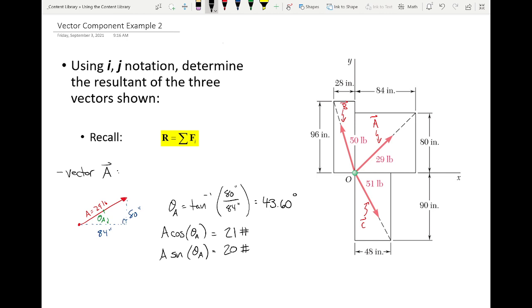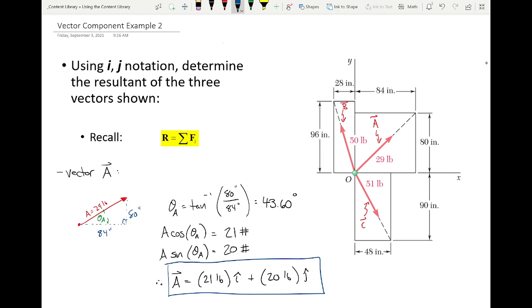So, would you agree that I could express this vector A as 21 pounds times I plus 20 pounds times J? Would that be a fair way of expressing that vector? Are the signs correct? Yes, they're both in the positive direction. So that is a systematic way of describing that vector. I'll circle that. That's not my final answer, I'll just highlight that.